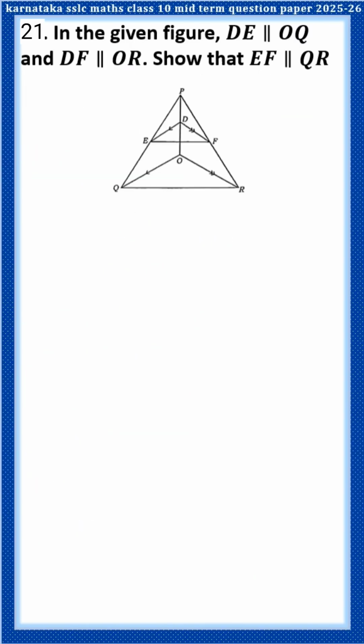Now the 20th question. In the given figure, DE is parallel to OQ and DF is parallel to OR. Show that EF is parallel to QR. Now let us solve it. What we are given? DE is parallel to OQ. Let us write it. And also we are given DF parallel to OR.